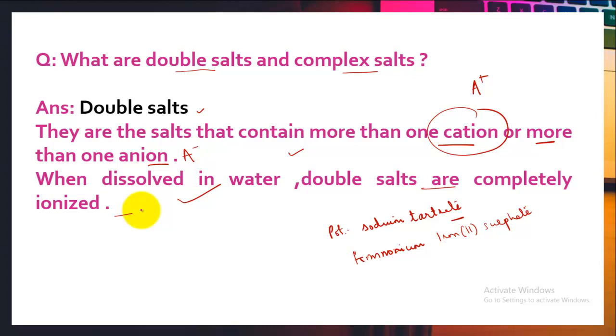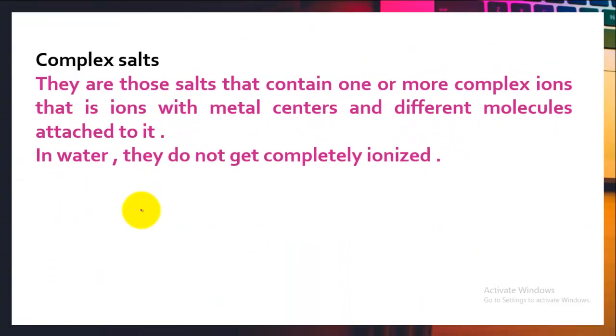Now let us see what are complex salts. Complex salts are those salts that contain one or more complex ions, and these ions have metal centers and different molecules are attached to it. That is, they contain one central metal atom and the different molecules are attached. These are mostly the coordinate complexes. For example, we have potassium ferrocyanide.